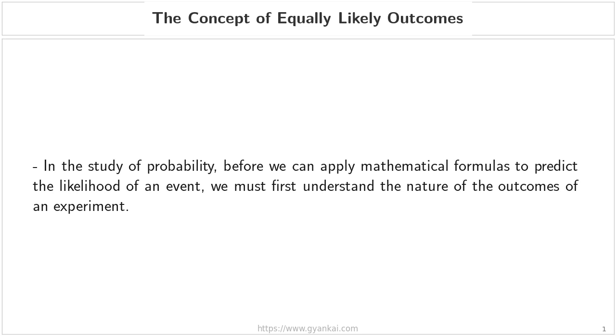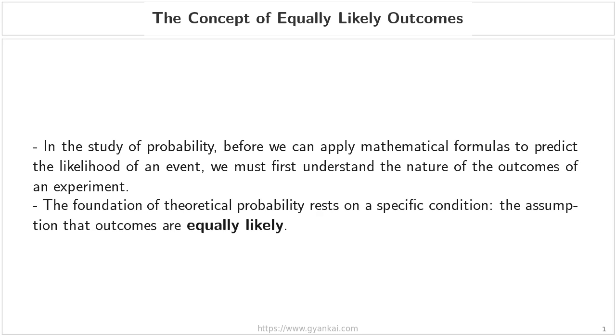Before we can use any mathematical formulas, we must first take a step back and truly understand the nature of the outcomes of our experiment. We need to know what kind of results we are actually looking at. This brings us to a very important point. The foundation of what we call theoretical probability rests entirely on one specific, crucial condition. We have to start with the assumption that our outcomes are equally likely.